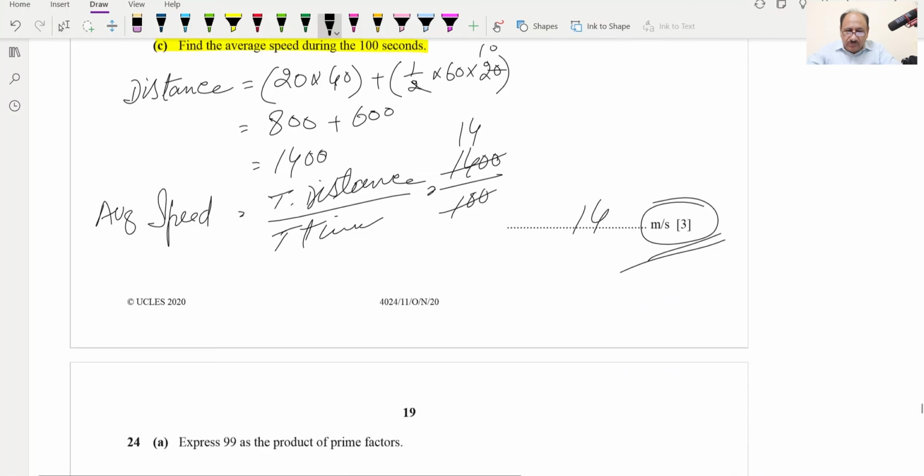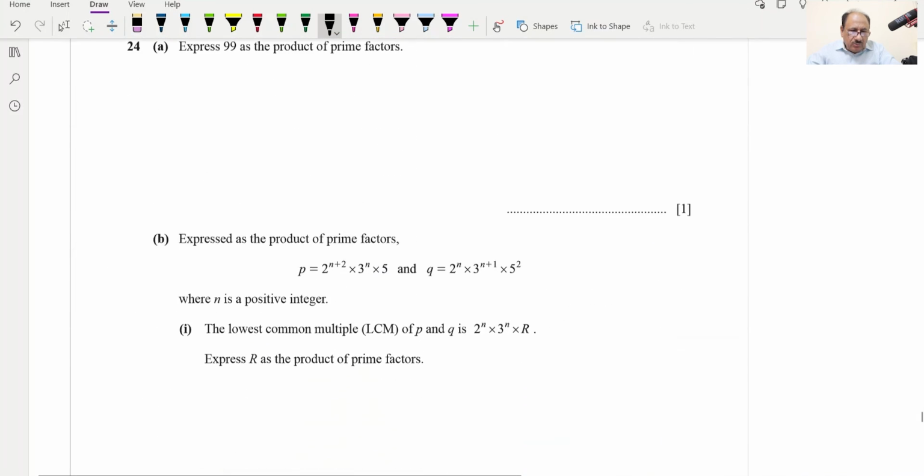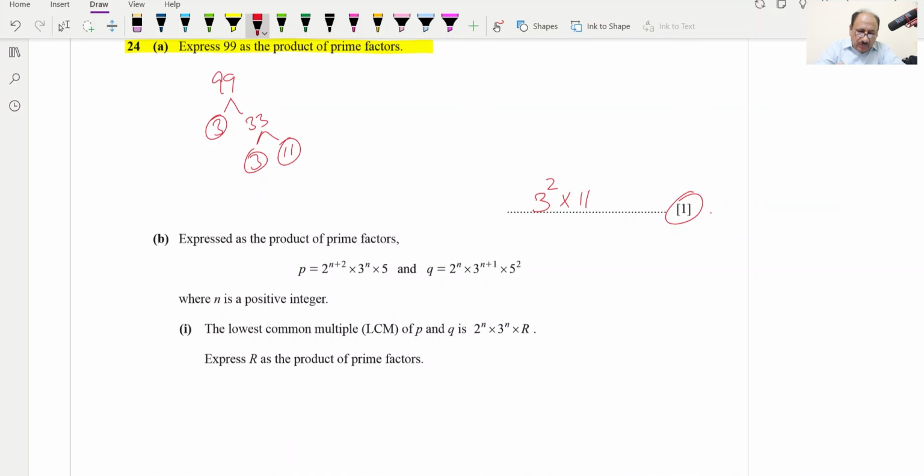That was a 13 mark question, which we are done. Now question number 24: express 99 as the product of prime factors. So 99 we can write as 3 into 33 and then 3 into 11, and our answer will be 3 squared into 11. This will be the final answer for 1 mark.